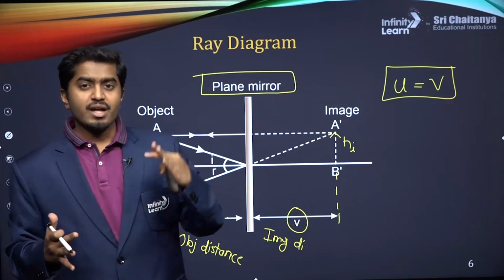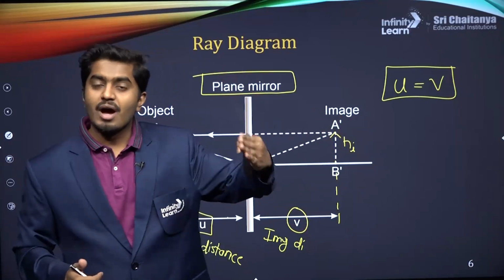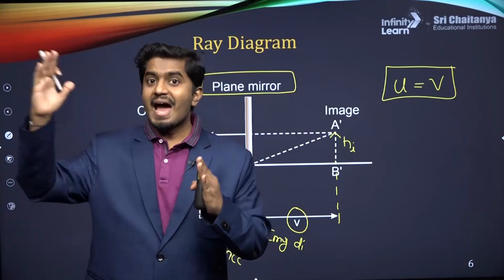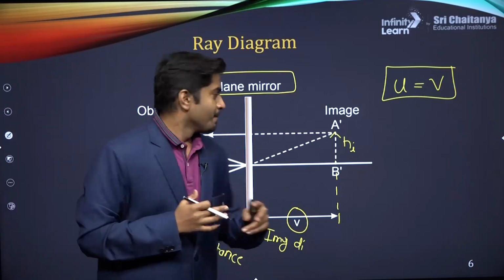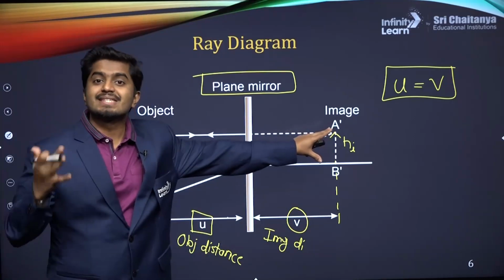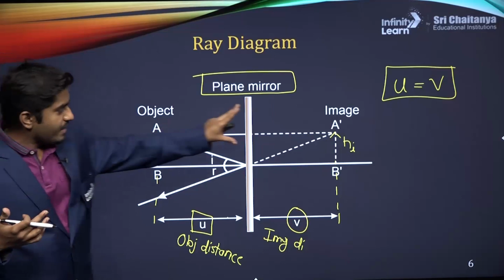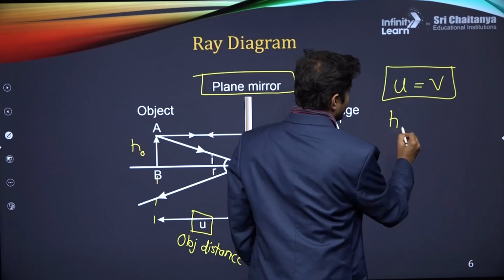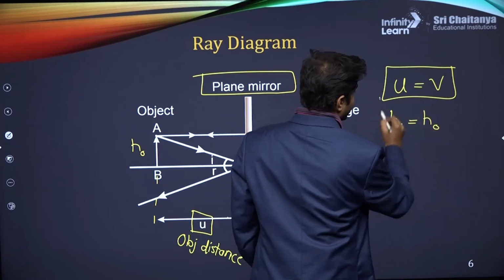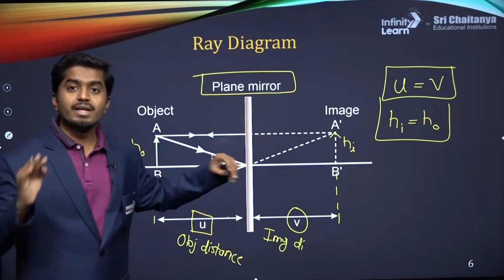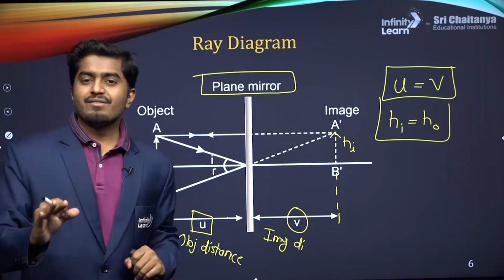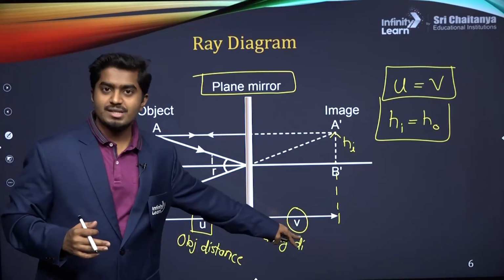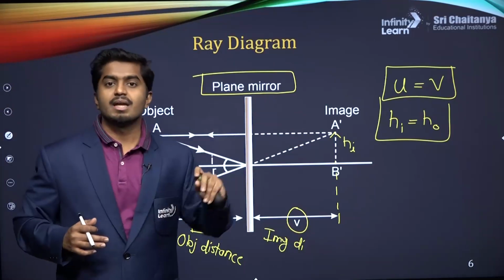And why is it true? If you look into the mirror, you have a mirror in your home. When you look inside the mirror, what do you see? Our face as it is, right? So what does that mean? That means the image is the same size as the object. Image and object, they are the same size. So you can write height of the image is equal to height of the object. This is valid only for the plane mirror. So whenever you have a plane mirror, object distance is equal to image distance and height of the object is equal to height of the image.